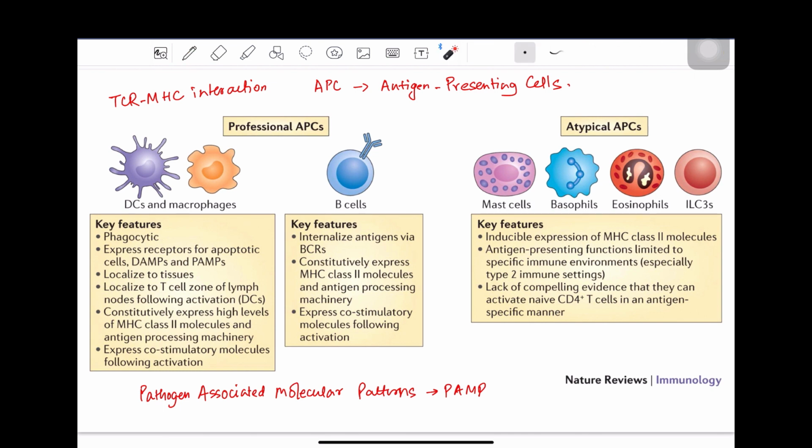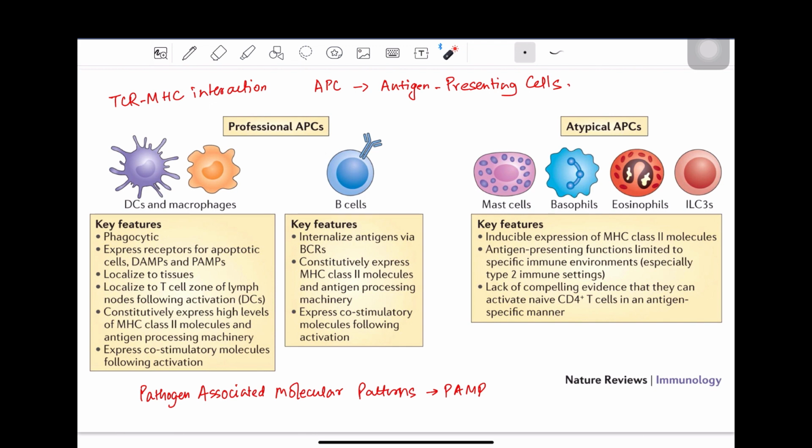Now coming to B cells, they are also very important APCs. They can internalize the antigens by the B cell receptor, because we know that the B cell receptors are basically antibodies. These antibodies can bind to the antigen and then they can be internalized by these B cells, and they also express MHC class II molecules and the antigen presenting machinery along with the co-stimulatory molecules. So B cells, macrophages, dendritic cells, these are the professional antigen-presenting cells.